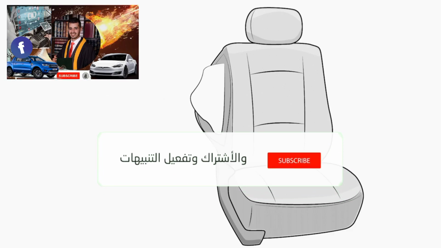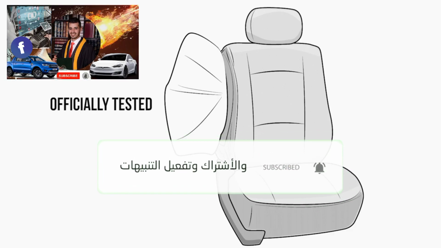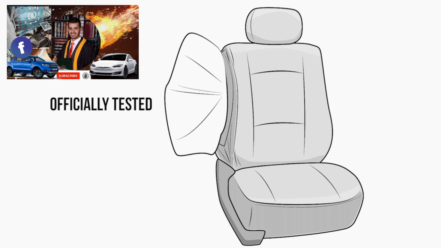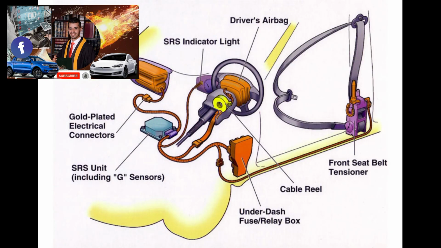The system is an important safety feature in modern vehicles that is designed to protect occupants during a collision or sudden deceleration. The primary purpose of an airbag is to provide a cushioning effect to reduce the impact forces experienced by the occupants. Here's a general overview of how an airbag system works.